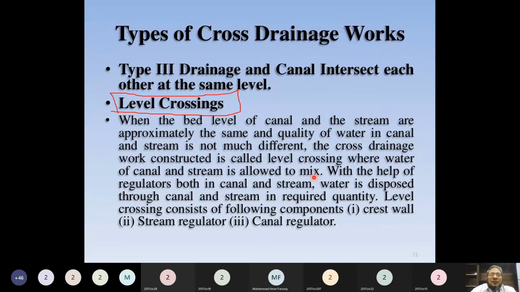And then how do we control the water after mixing? So whatever is the canal discharge, it should flow in the canal discharge, neither less than that nor more than that. So how do we control it? So we control it with the help of regulators. So two regulators at least are provided, one on downstream of the river, another on downstream of the canal. Okay, and one more structure is provided, that is the crest wall. So these three structures are provided in case of level crossing to regulate the flow in the canal.